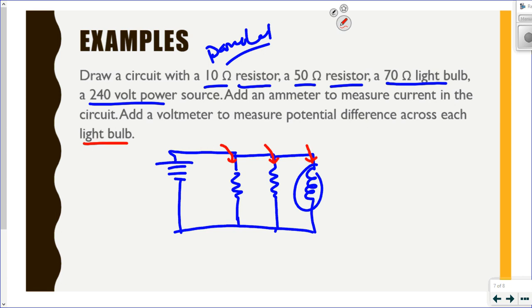If I want to measure the current in the entire circuit, I have to measure it where every pathway is going to converge. So that would be about here. Every piece of current has to go through this ammeter before it splits into different paths. So that's why I measure the ammeter there. That's my whole circuit. And if I want to measure the volts across the light bulb, I attach another voltmeter in parallel, and I get that.